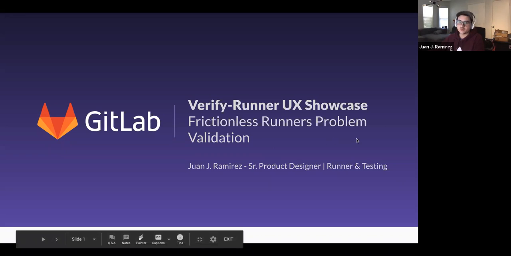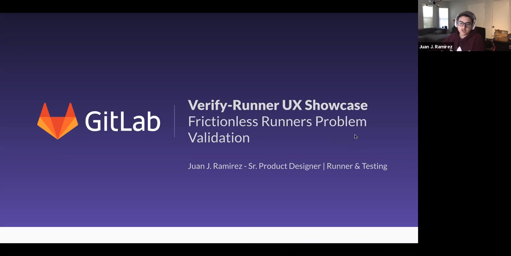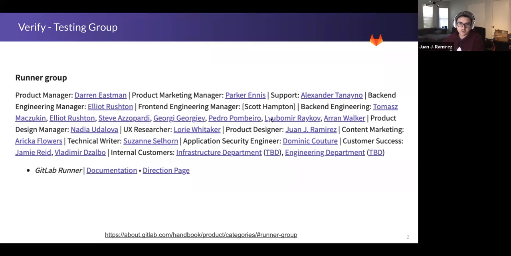It's called frictionless runners, and I'm gonna be talking about the problem validation that we have been doing around this. But I'm also gonna take some time to briefly explain what the runners are and their role in the whole GitLab stack. So before I jump into that, just the classic mention to all the team here.